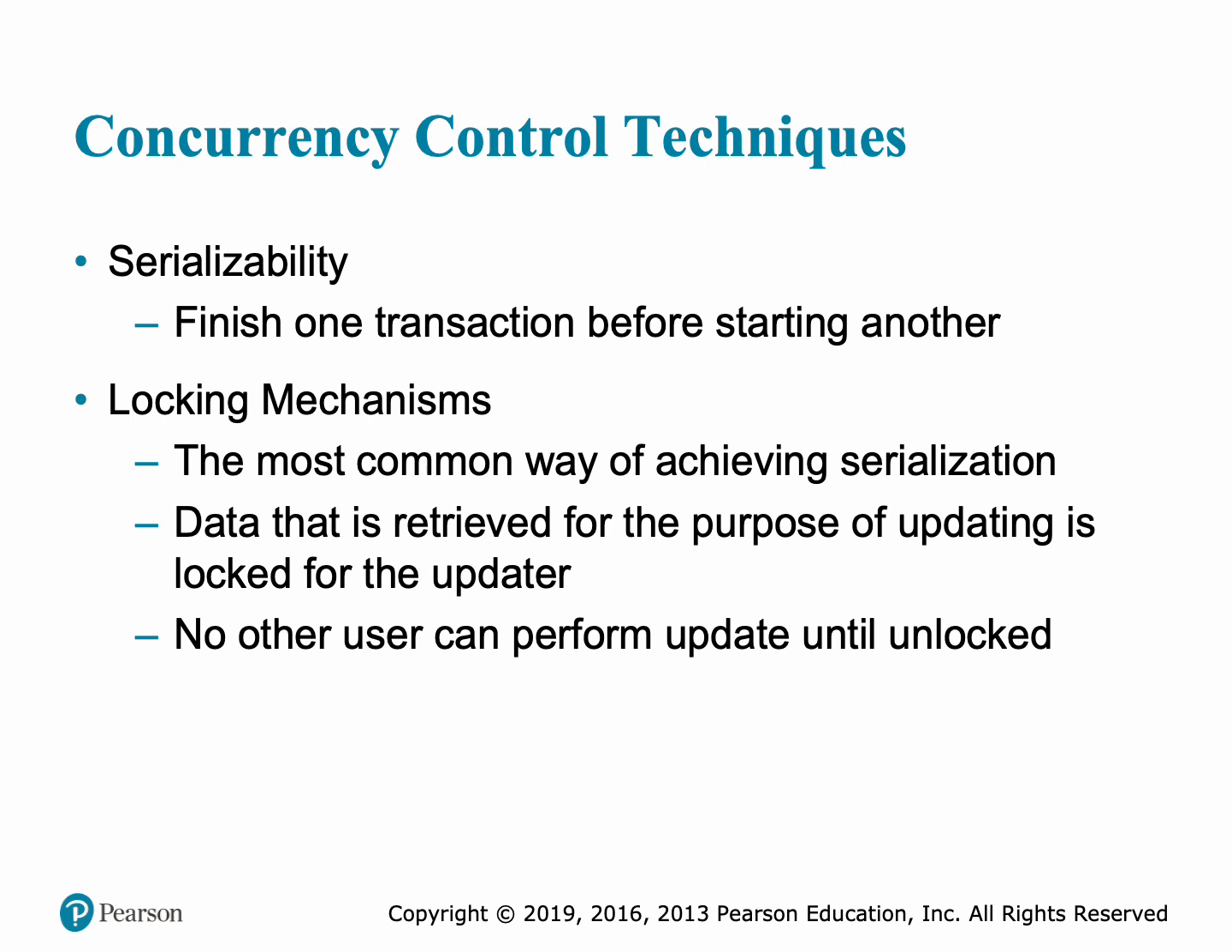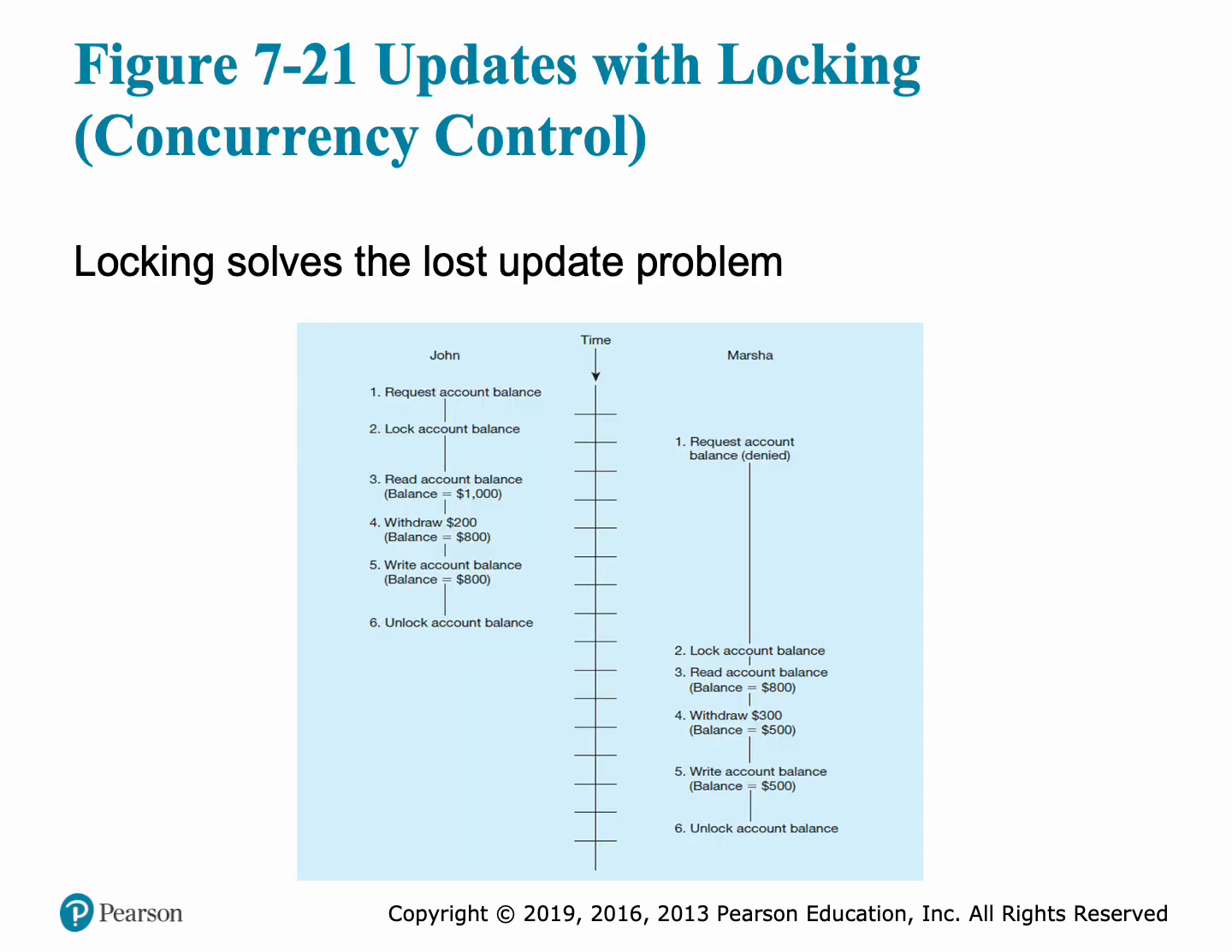The idea here is to accomplish serializability. This is usually done via locking. Locking mechanism is the most common way of achieving serialization. Data that is retrieved for the purpose of updating is locked for the updater. No other user can perform updates until the data is unlocked. As you can see from this figure, locking helps to alleviate the lost update problem.